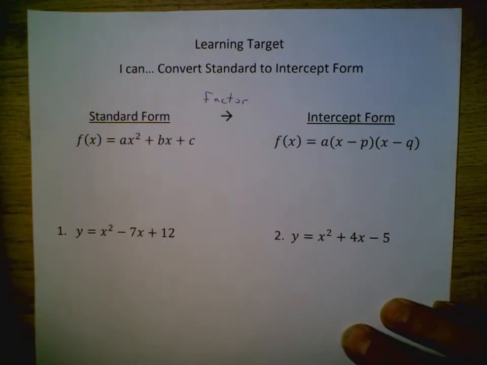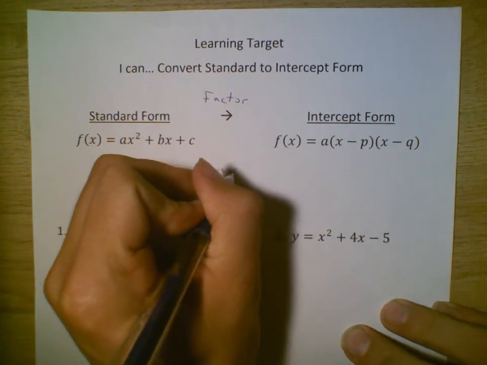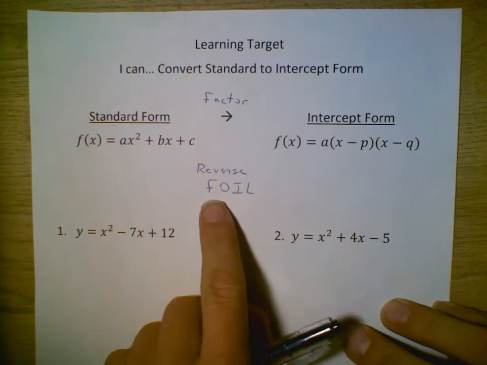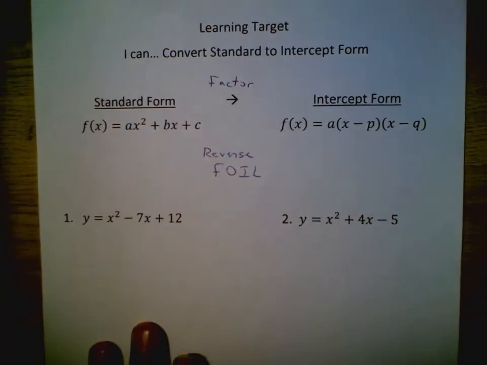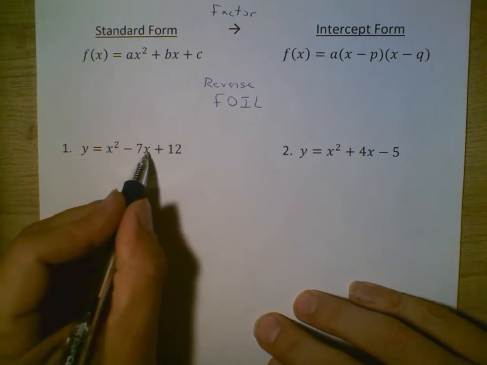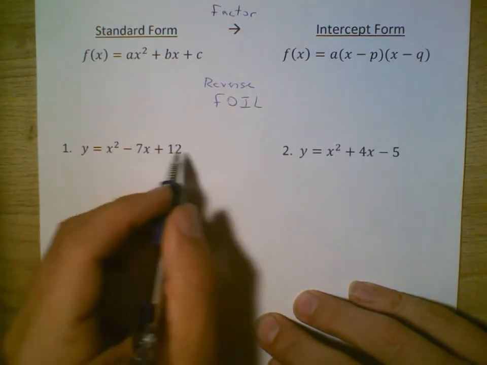And I like to use the guess and check method, which I think of as reverse FOIL. So I'm keeping FOIL in the back of my mind as I do it. Let's go ahead and look at two examples. Here I have y equals x squared minus 7x plus 12, and I'm just going to factor this side of the equation to get to intercept form.